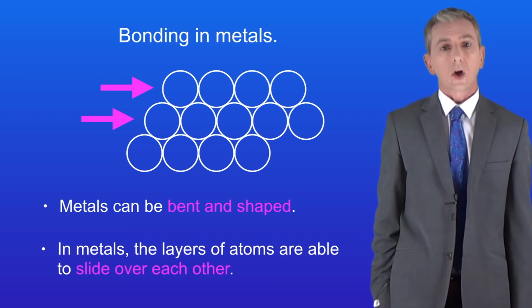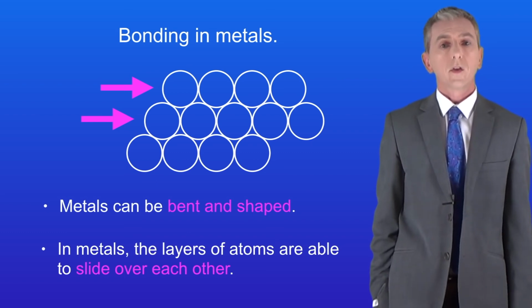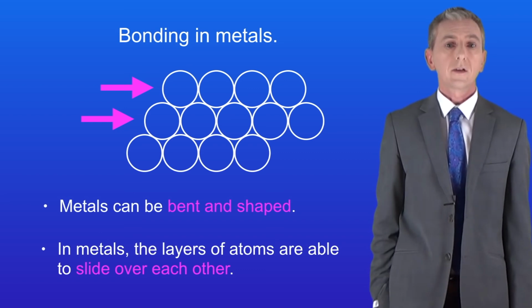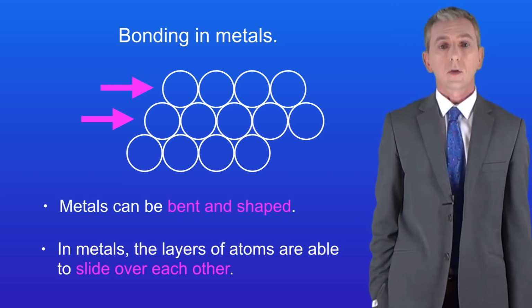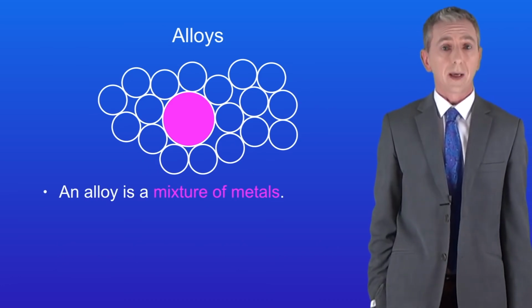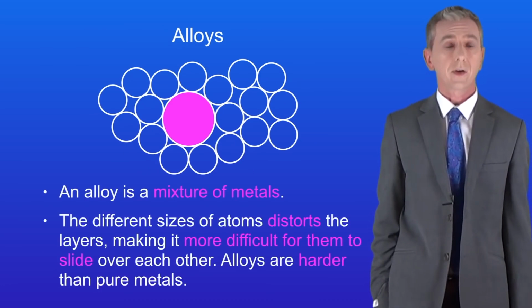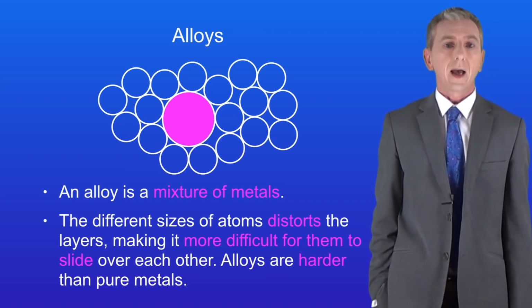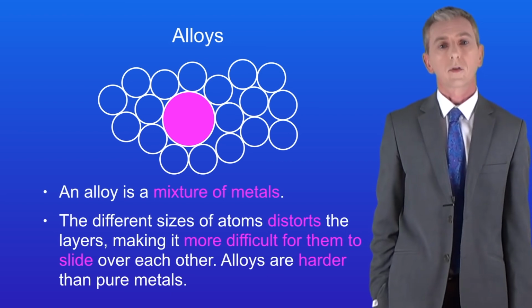Now, this does give us a problem. Some pure metals just aren't hard enough to be useful. This includes copper, gold, iron, and aluminium. So we need to make these metals harder, and to do that, we make an alloy. An alloy is a mixture of metals. The different sizes of atoms distort the layers, making it more difficult for them to slide over each other. This means that alloys are harder than pure metals.